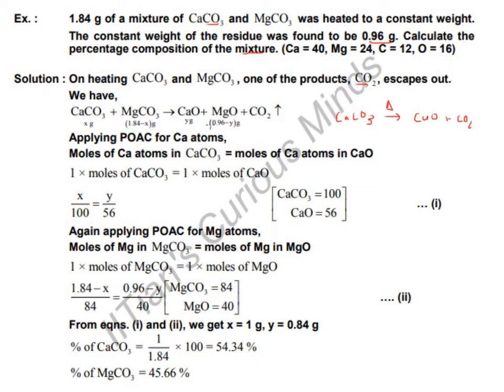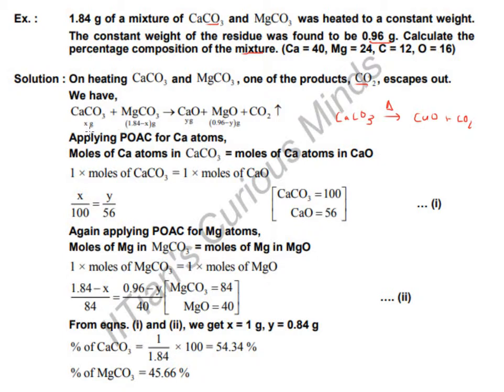So okay, let us see the reaction. So the reaction over here is calcium carbonate plus magnesium carbonate gives CaO plus MgO plus CO2. This is escaping out, and these two are the precipitates. And you can see the constant weight of residue was found to be 0.96 grams. Okay, so these two are the residues. So CaO का weight plus MgO का weight is 0.96 grams. So see, they have assumed the weights of all the compounds.